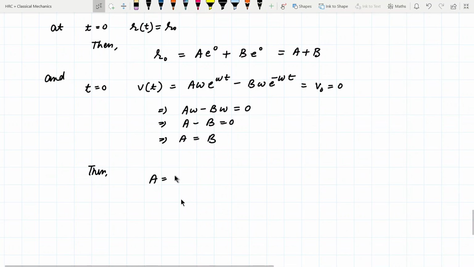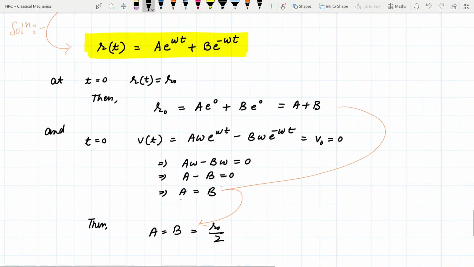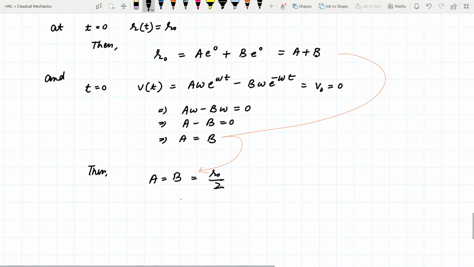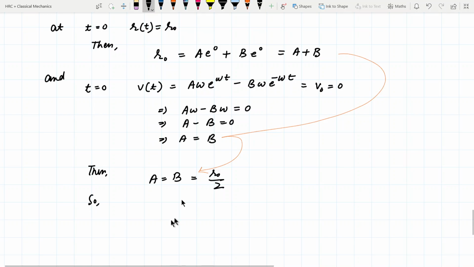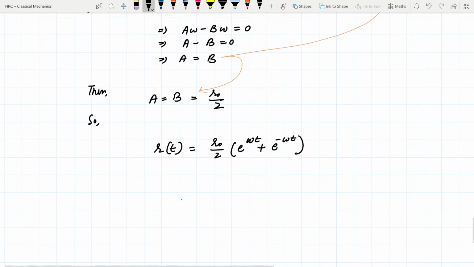So using both these two, what can we write? a is equal to r naught by 2. Yes. So the final solution is r(t) is equal to r naught upon 2 times e to the power omega t plus e to the power minus omega t. This is a solution. What do you think? This is a solution, right?